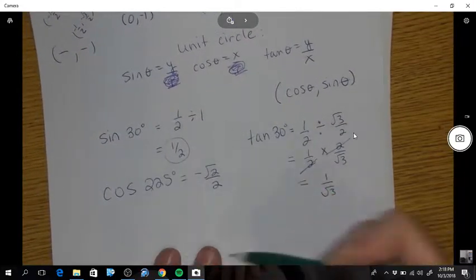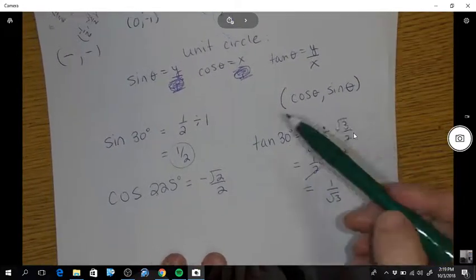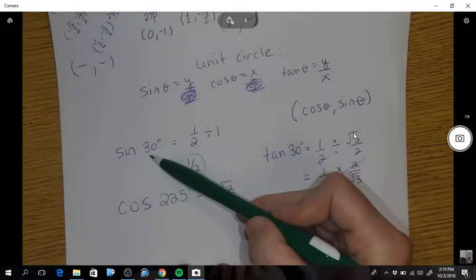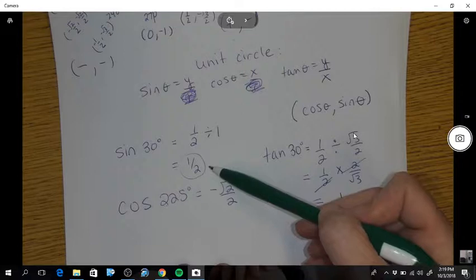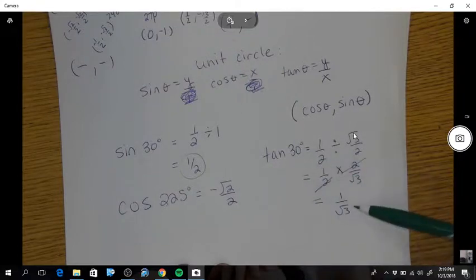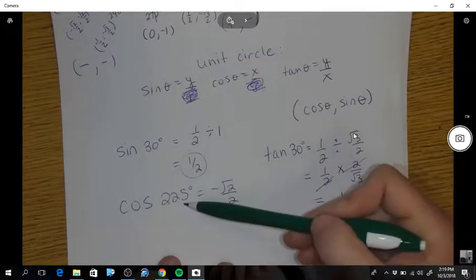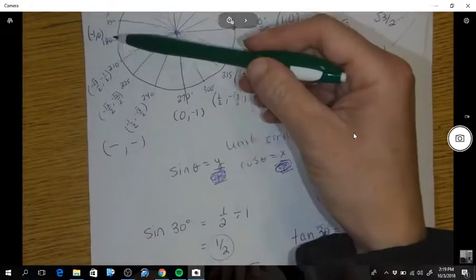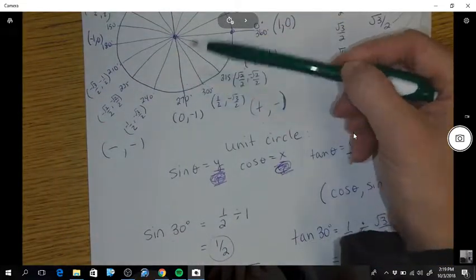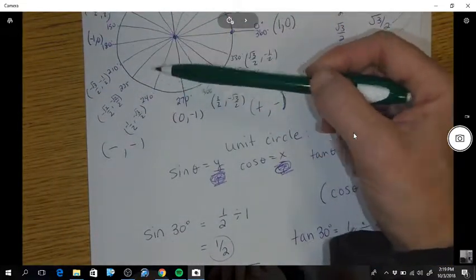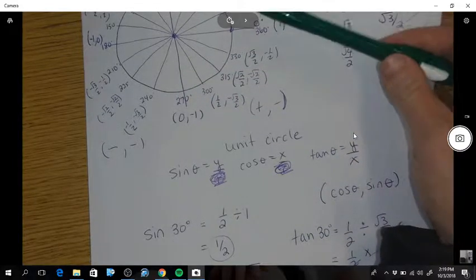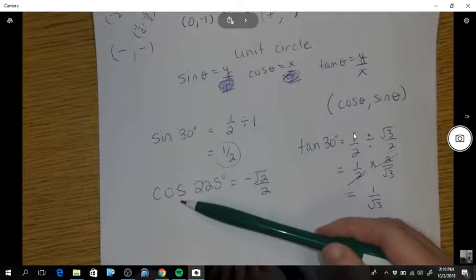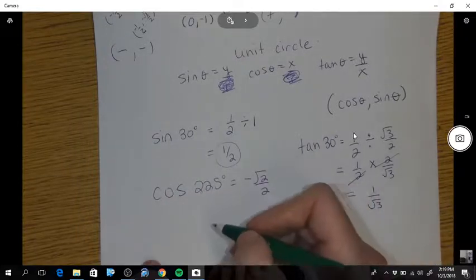Okay, all of these answers should also connect to your ASTC. 30 degrees is in the A quadrant, so this better be positive. 30 degrees here in the A quadrant, so this better be positive. 225, right? ASTC, this is in the T quadrant. So tangent is positive, but cos is negative, and it's a negative answer.